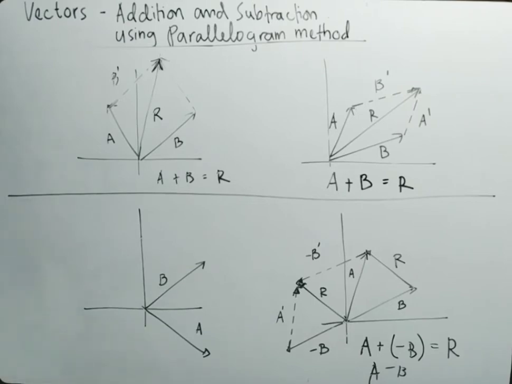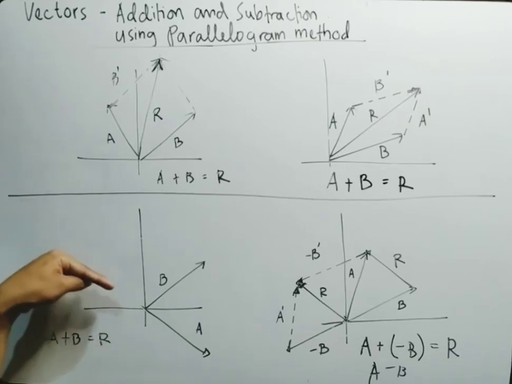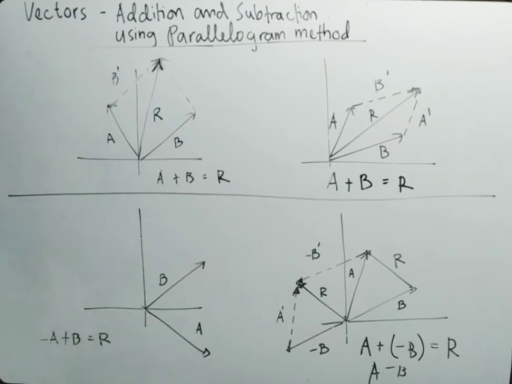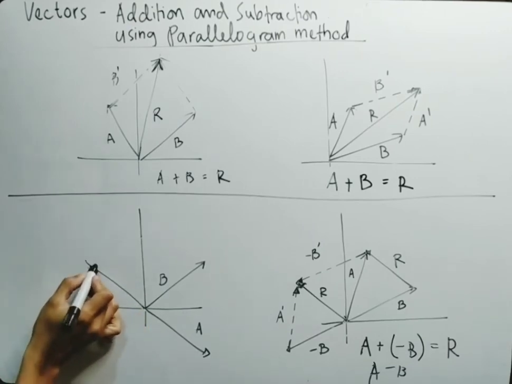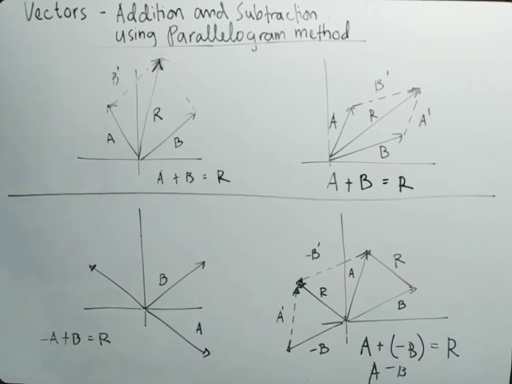So let's have another example. Suppose I want to know what is negative A plus B. Okay, so where is R here? So let's now draw R. The first thing to do is to draw a line that will represent negative A. So this is the direction of positive A. So negative A is in the opposite direction of the same length. Let me do it again. Okay, I think that is the same length as A. So let's call this one negative A.